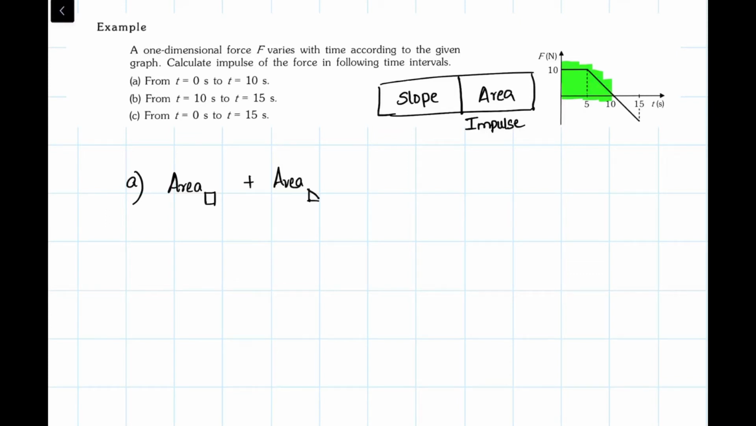This is the area of the triangle. So how will you calculate? Check the units, it's Newton and second, so it's fine. 10 into 5, it's not a square, it's a rectangle, plus the triangle will have the area half times base, which is only 5 seconds, times altitude 10. So what will you get? 50 plus 25, which will be 75 Newton seconds as the first answer. I guess it's easy for you.